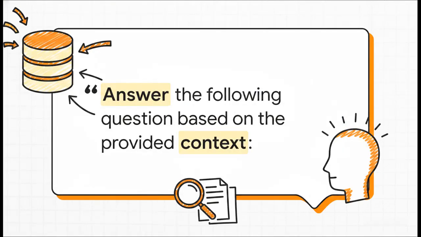Now this prompt template, this is the strict rulebook for our AI. We are explicitly telling the model, answer the following question based on the provided context. We pass the retrieved chunks into that context variable and the user's question into the query variable. It literally forces the LLM to ground its response entirely on the injected text, totally bypassing its internal, hallucination-prone memory.